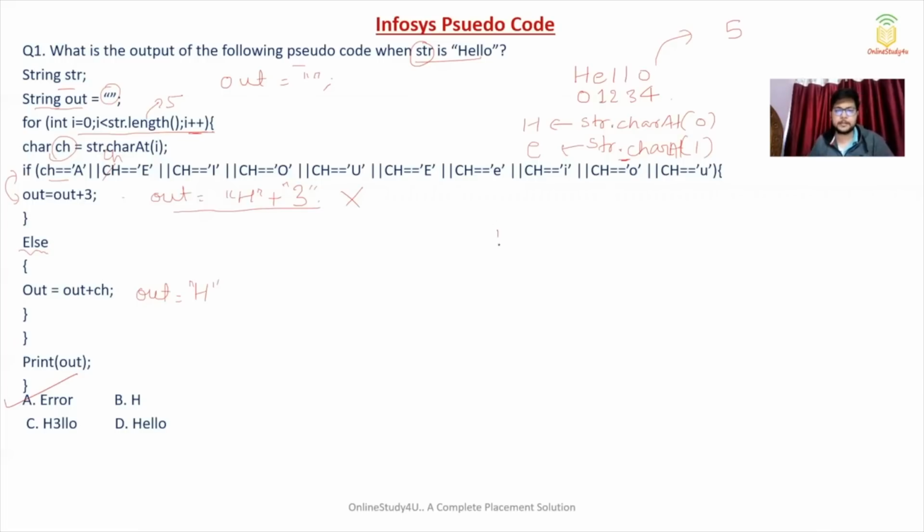I hope you understood it. This operation is invalid because this is an integer and this is a string. This cannot happen, so it will give me an error. So let's move on to the next question now.